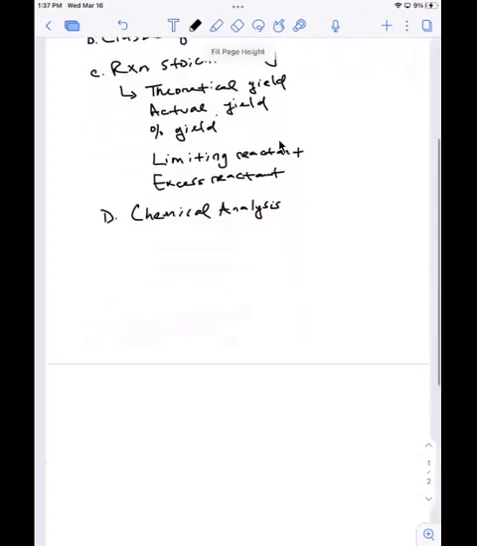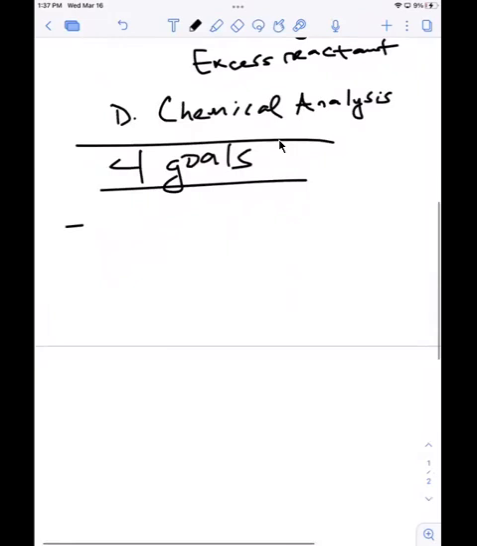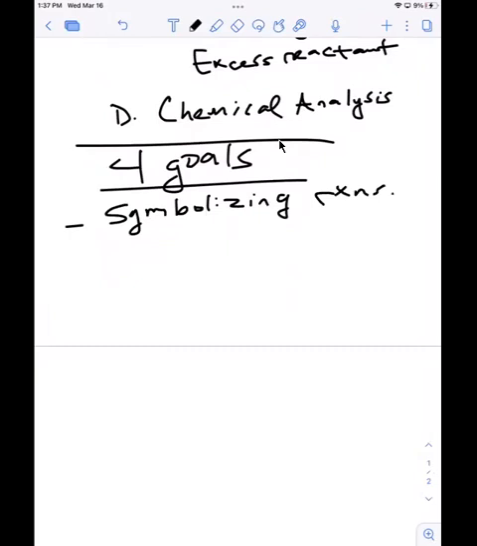We have four goals for this section. The first goal is to symbolize chemical reactions, so know how to write a reaction. We want to learn how to symbolize reactions. We want to fluently write chemical equations and balance them.